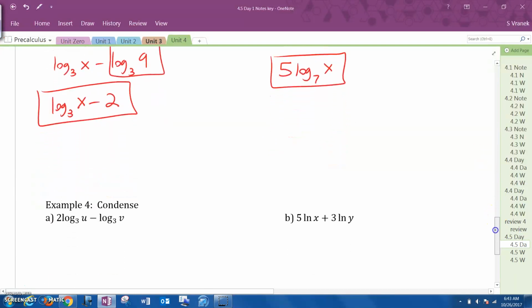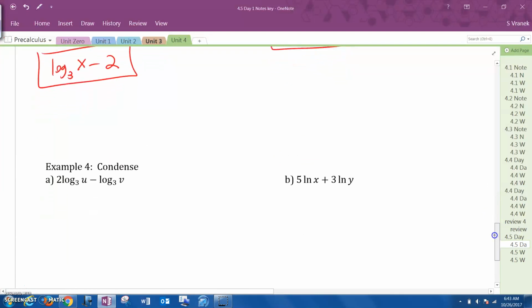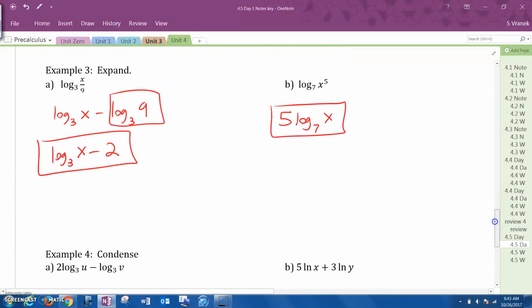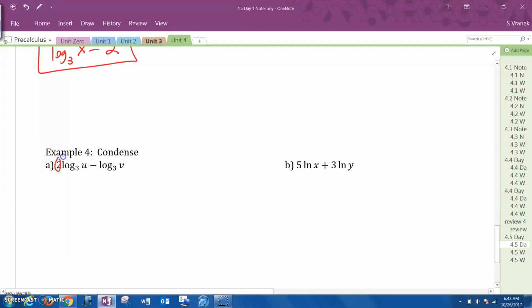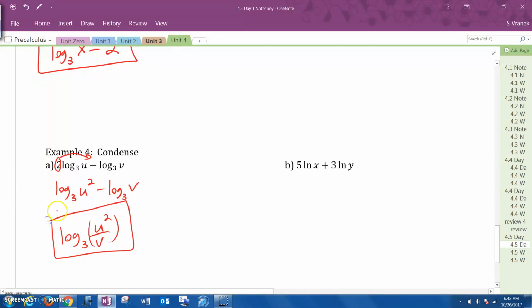Now we're going to condense. So we're putting them back together. So to put them back together, the powers need to go back up. So first thing you do is move any powers up. So I have log base 3 of u squared minus log base 3 of v. And now that the power's up, I can put these together in one logarithm. Log base 3 of u squared is on top of v. And that's one logarithm. There we go.